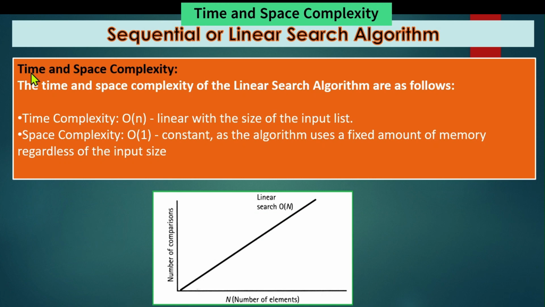Let's now discuss time and space complexity. The time and space complexity of the linear search algorithm are as follows. Time complexity, O(n), linear with the size of the input list. Space complexity, O(1), constant, as the algorithm uses a fixed amount of memory regardless of the input size.